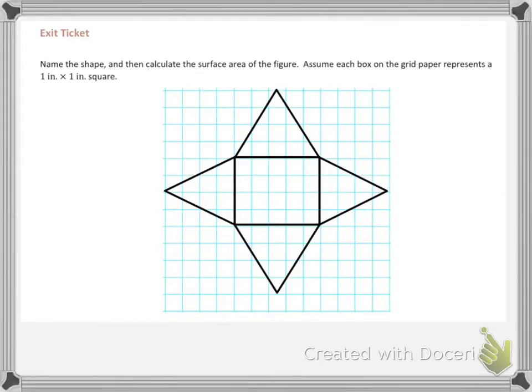So, you need some more help. All right, let's start with naming the shape. Well, remember all of these shapes are named from their base. So let's look at the base. The base is this. What shape is that? That should help. It's a rectangle. So it's going to be a rectangular something.